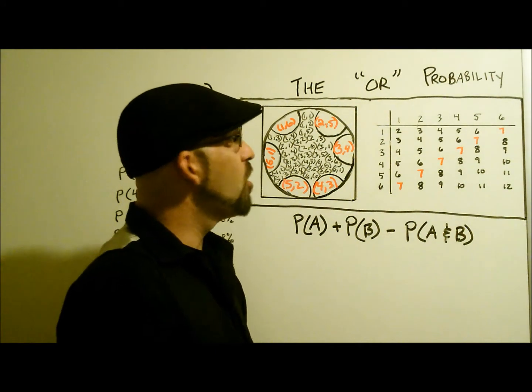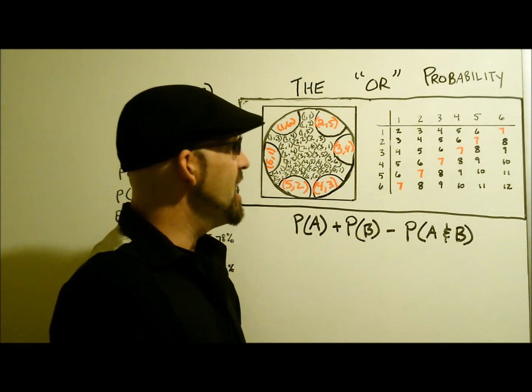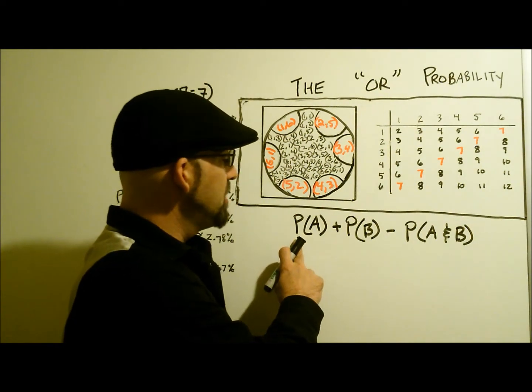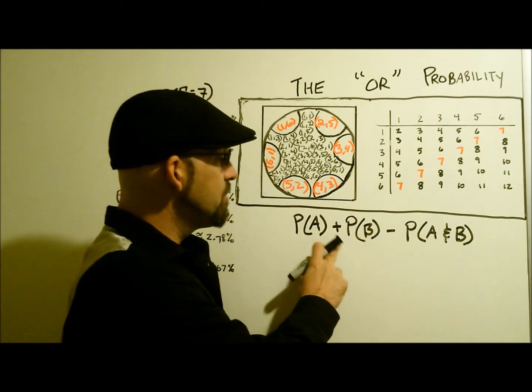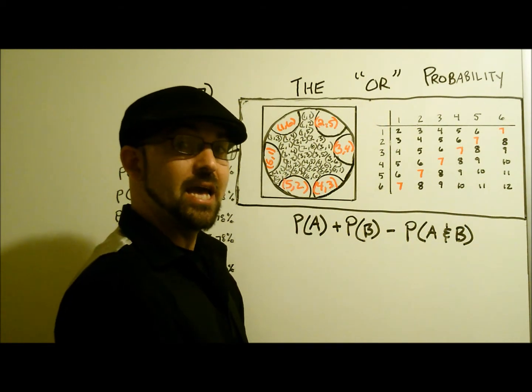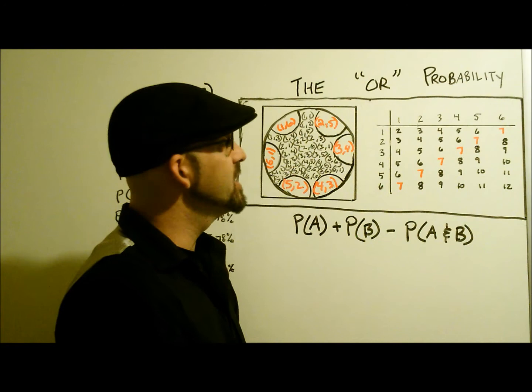So we're going to start with the OR probability, A or B. Here's the formula for it. Probability of A plus the probability of B minus the probability of A and B to avoid double counting.